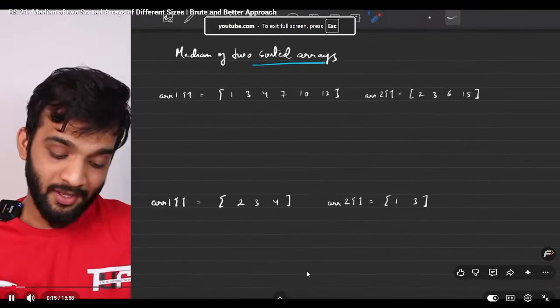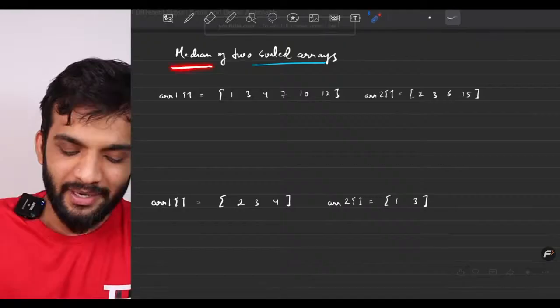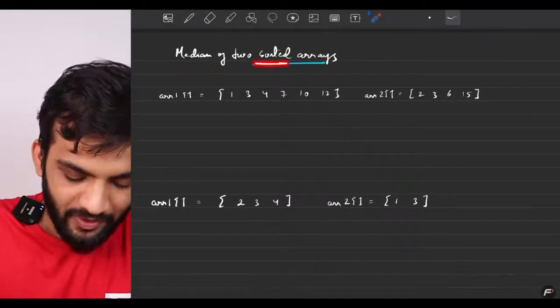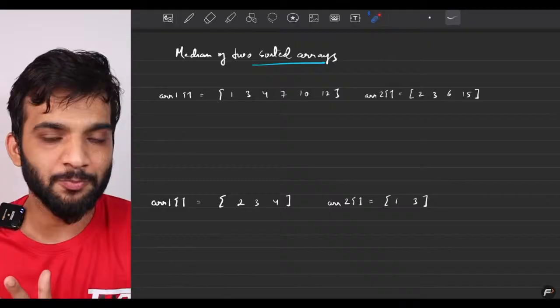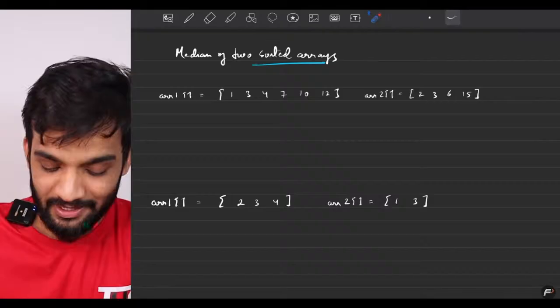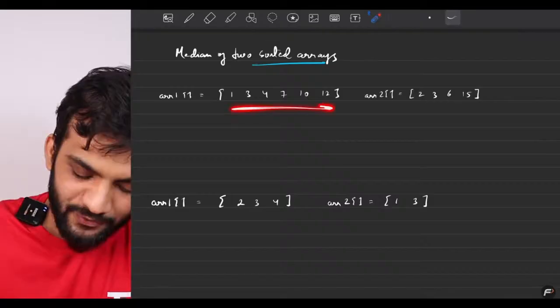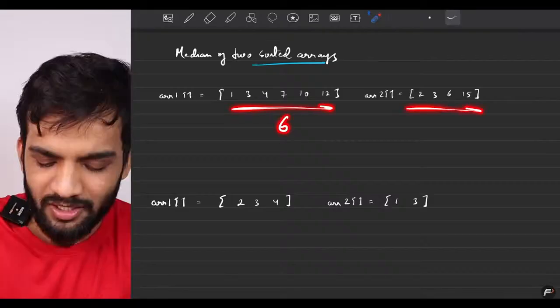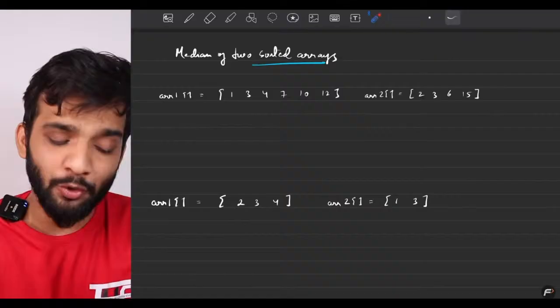So the problem that we're going to solve today is finding the median of two sorted arrays. Now this word is very important, sorted, because that is what will help us solve this problem. You can be given two arrays of equal size. You can also be given two arrays of different size. Like in this example, this array is of size 6 and it is sorted. This array is of size 4 and it is sorted. Now what you have to do is find the median of these two sorted arrays.